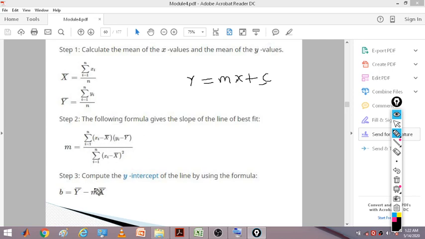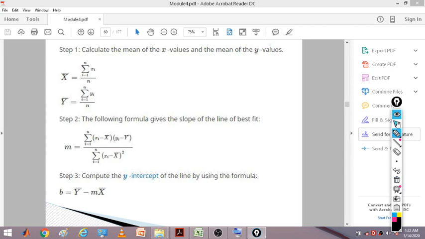Now you have to find the intercept. In the equation we have mentioned it as b, but you can write it as c. c is equal to y bar, the mean of y, minus m into x bar. This is how we calculate the intercept value.